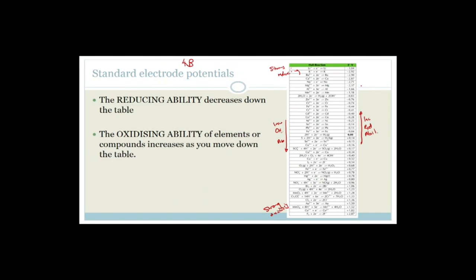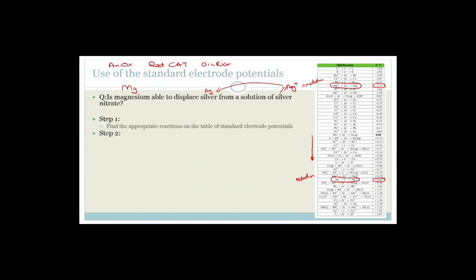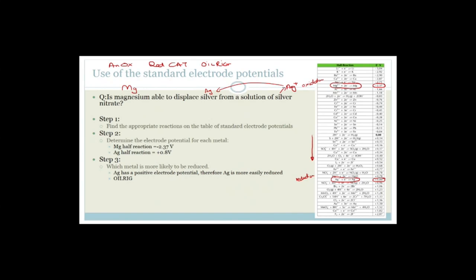If you've got a strong reducing ability, you're being oxidized. If you've got a strong oxidizing ability, you're being reduced. So therefore, the bottom one should be the reduction half reaction, and the top one should be the oxidation half reaction. So now we can write the half reactions.